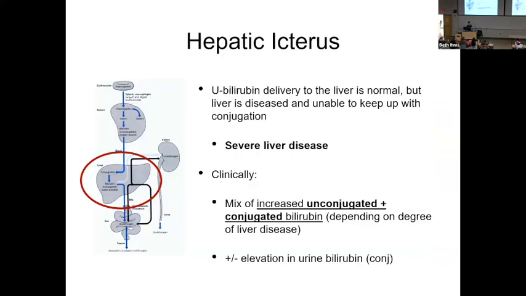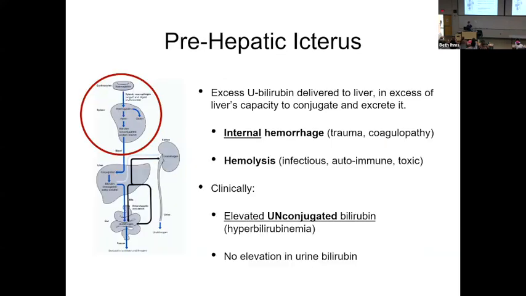Hepatic icterus. I have severe liver disease. The liver is not able to process bilirubin even when it's coming in normal amounts. Clinically, you will have a mix of conjugated and unconjugated depending on how severely your liver is damaged. Maybe it can still conjugate a little bit of bilirubin, maybe it can't conjugate any because it's toast. So it's a mix. Urine bilirubin may or may not be elevated, depends on how much conjugation you're doing. If your liver disease is very acute and severe, your liver is trashed and you're conjugating no bilirubin, it's going to look more like this on your labs. It's going to be mostly unconjugated bilirubin and no urine bilirubin.